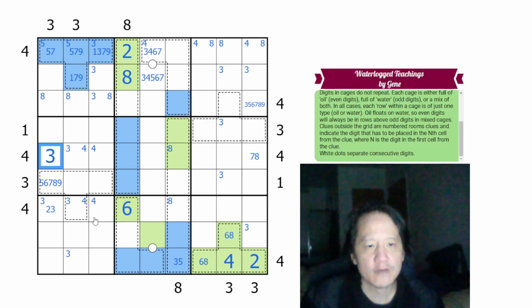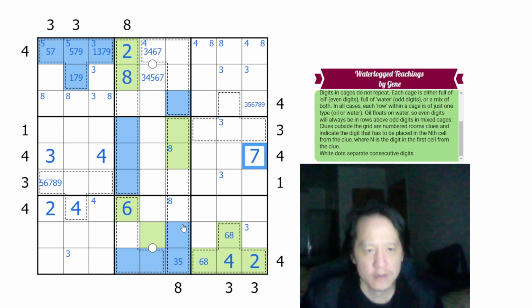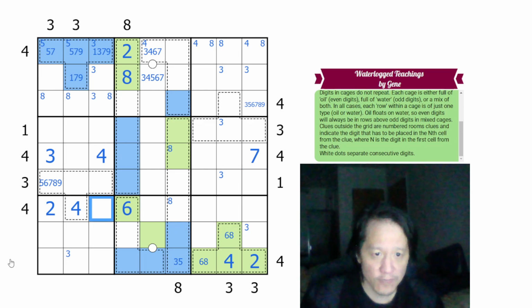Oh, wait, but then we have a similar problem here, right? This is 2, which would be 4, so this can't be 3. Oh, but this could be 3, right? So then 4 is in the third spot, so this can't be, so therefore this is 7. This can't be 4, where this has to be 5.